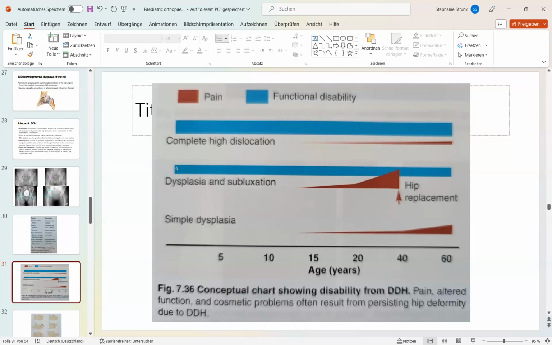If you have a dysplasia and subluxation, you have no functional disability or much less functional disability, but the hip pain starts early and leads to hip joint replacement already at the age of 40, maybe even earlier. And if you have a simple dysplasia, that does not lead to any functional disability, but depending on, as I showed you, the grade of dysplasia leads to pain and hip joint replacement sooner or later.